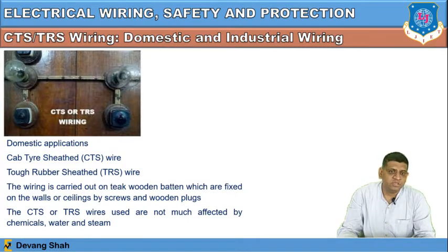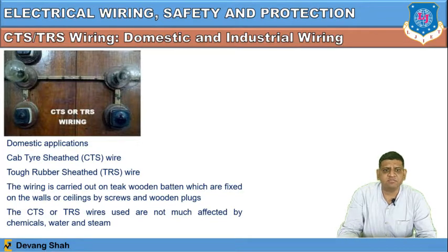Cap type sheet CTS wire or tough rubber sheet TRS wire. So basically the outer layer is a tire material or rubber material, right? But again it's exposed to air. This wiring is carried out on thick wood battens which are fixed on the walls and ceilings by screws and wooden plugs, right? So it is just over the ceiling or wall, with the complete installation done with the help of screws and wooden plugs. This is also known as the batten type of wiring.